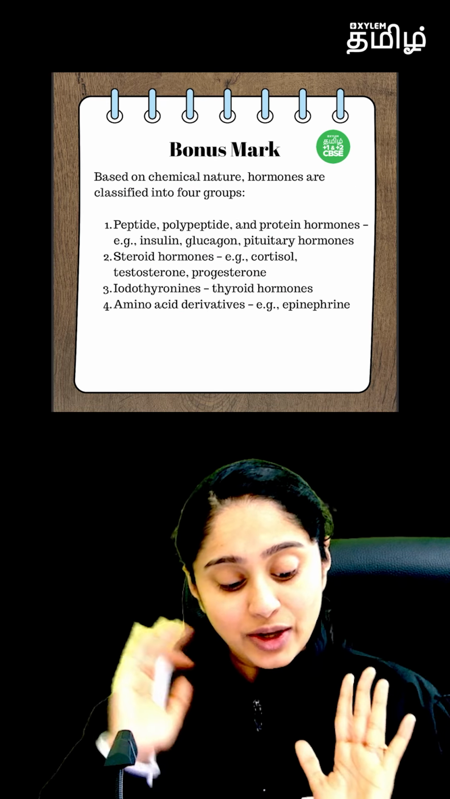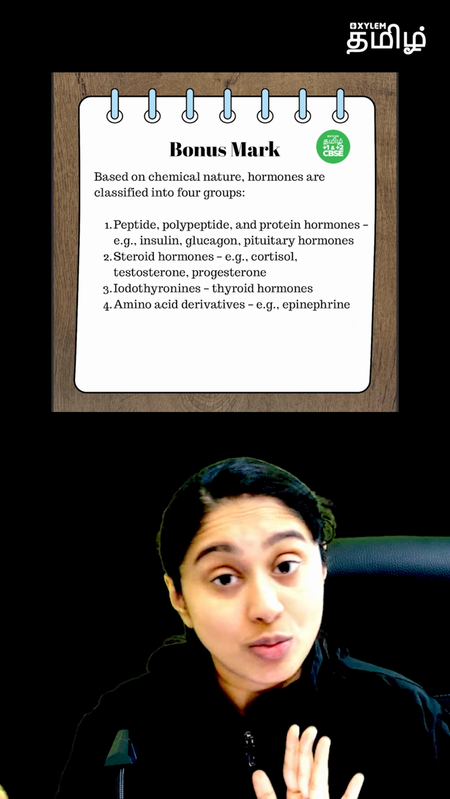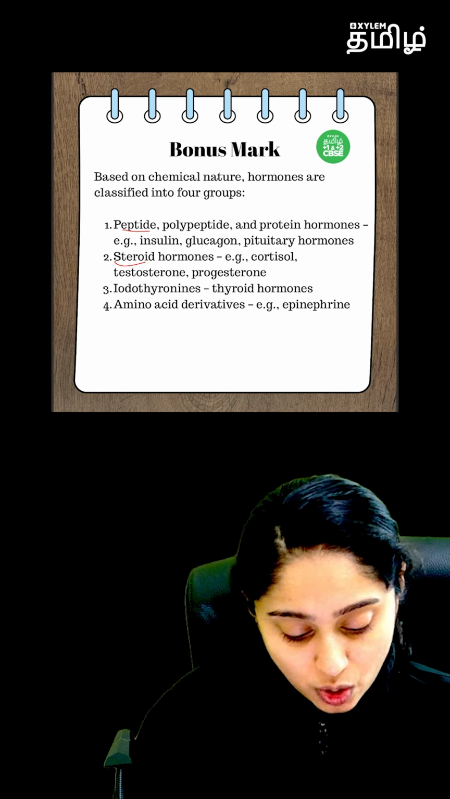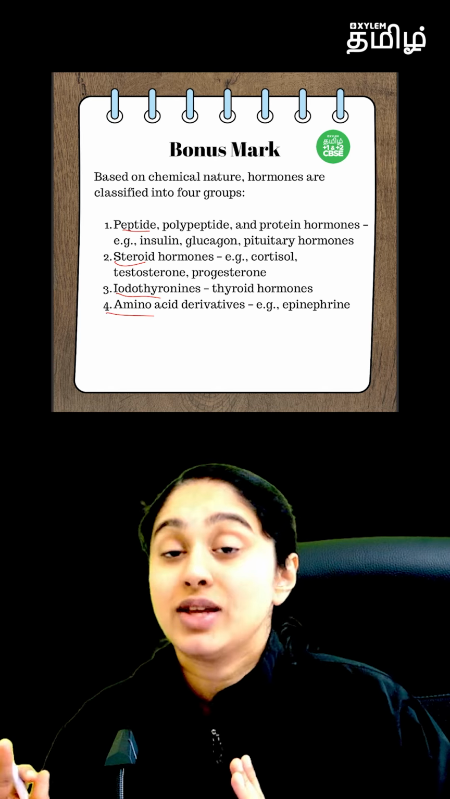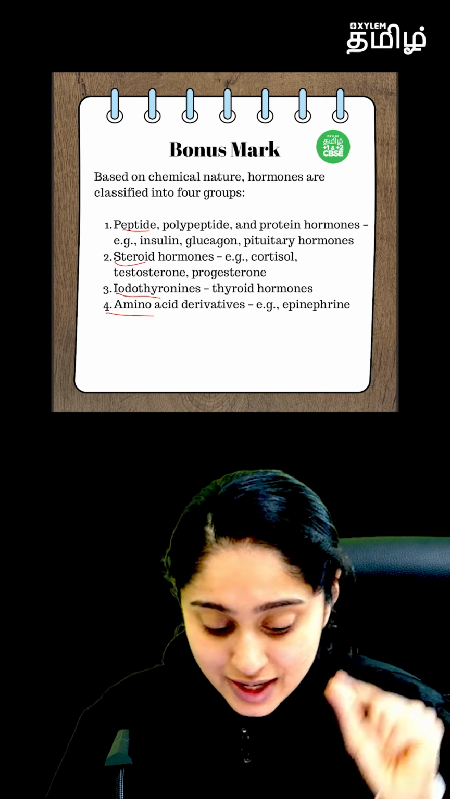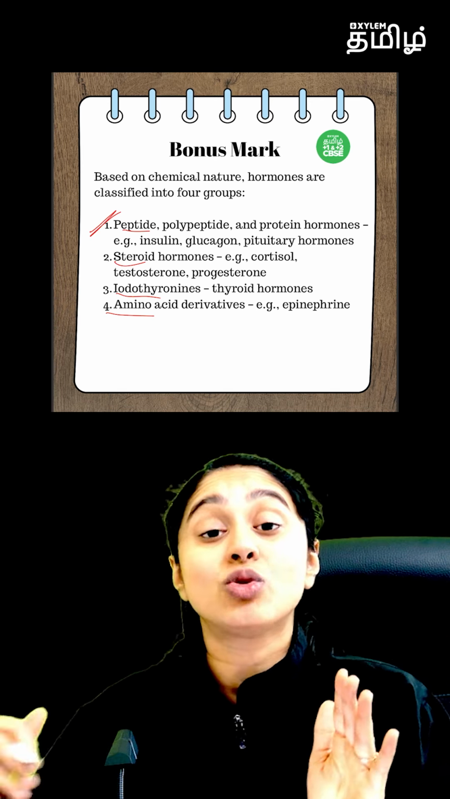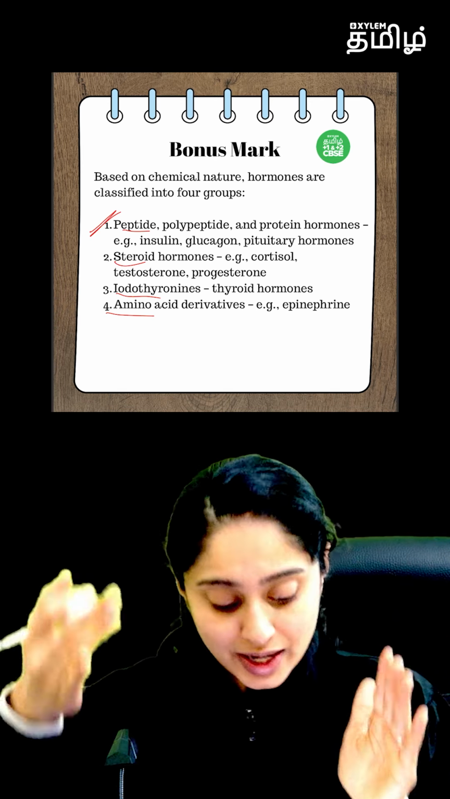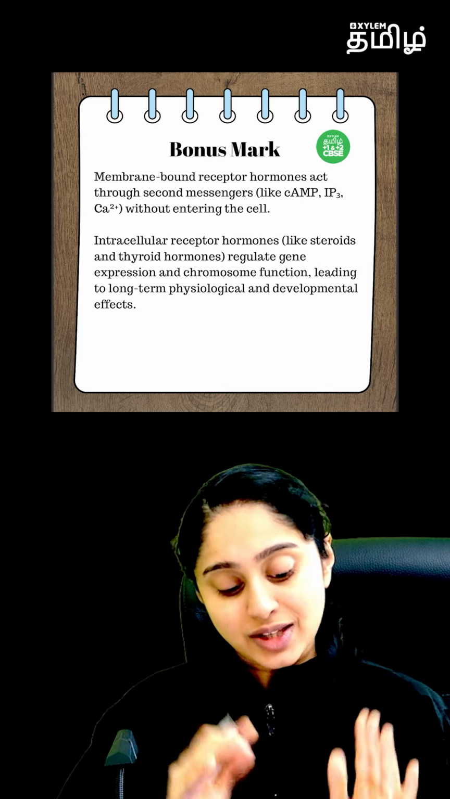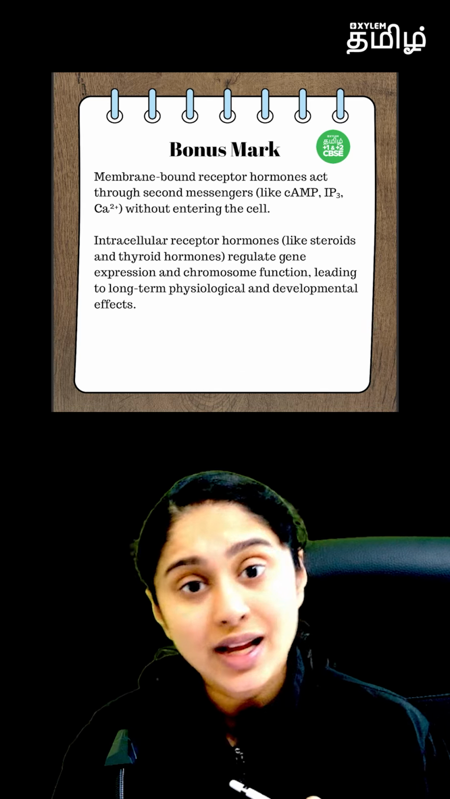Firstly, when you look at the nature of the hormones, like I said, we have peptide, steroid, iodothyronines and amino acid derivatives. You can definitely give examples, and in that do mention that peptides will mostly react with the cell surface, whereas the steroids will react with the intracellular receptors.